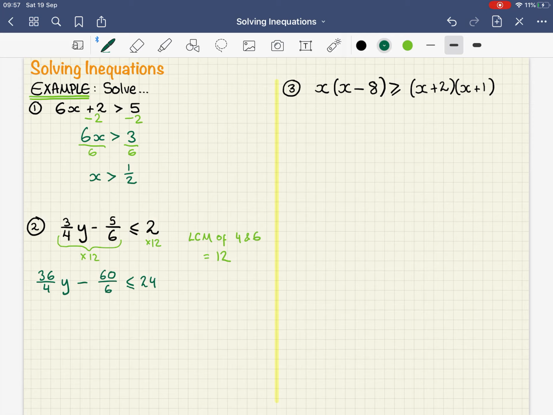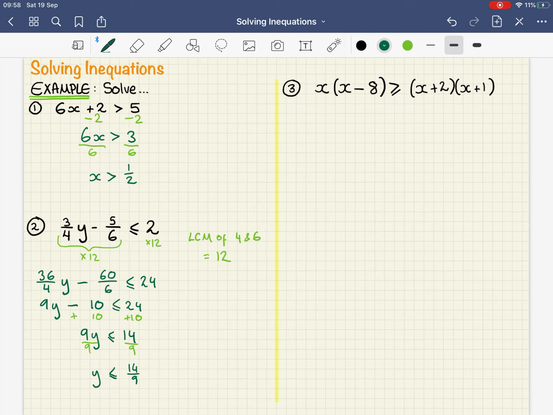36 divided by 4 is 9. 60 divided by 6 is 10. Then add the 10 to both sides. So I've now got 9y is less than or equal to 14. And then divide by 9. So my final answer is y is less than or equal to 14 over 9.